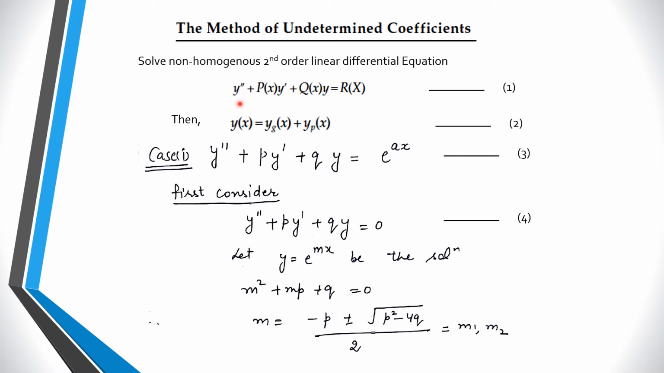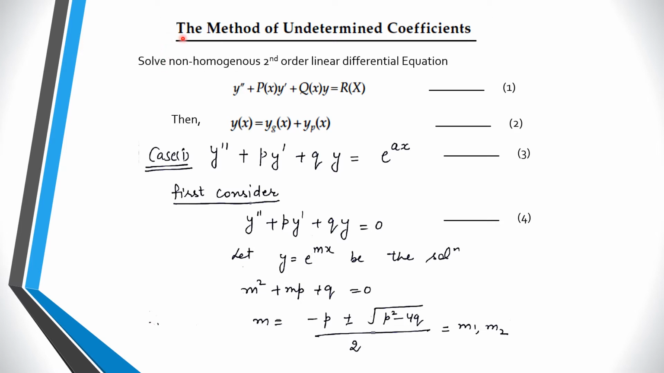In this case, we first consider the homogeneous form, meaning we put r(x) to be 0. We consider this as equation number 4. We find the solution of this homogeneous second order differential equation by the previous methods which we have already done in the previous videos. Call this y_g, and then we find the particular solution of the non-homogeneous equation by using some methods, and call this y_p. Then add these two. This becomes the general solution of equation number 1.